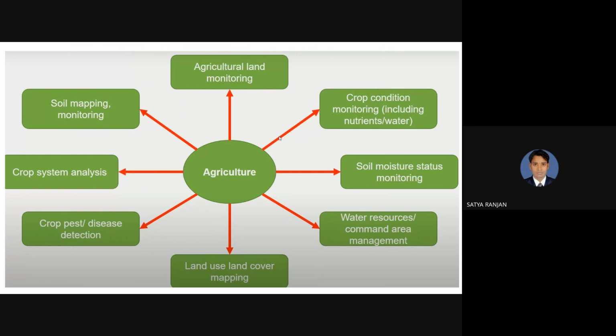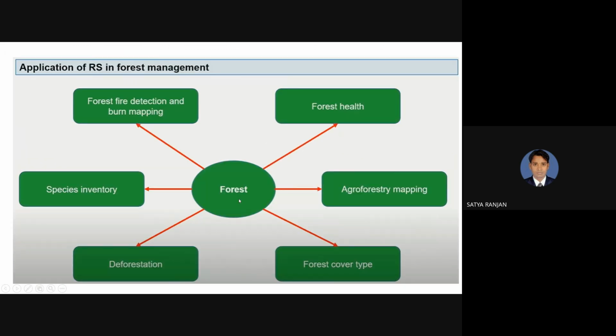So in the agricultural line, there is crop system analysis, soil mapping monitoring, agriculture land monitoring, soil moisture status monitoring, land use and cover monitoring going on. Then forest: forest health, agroforestry mapping, forest cover mapping, deforestation, species inventories, then forest fire detection. All these are calculated by using remote sensing and geoinformatics.